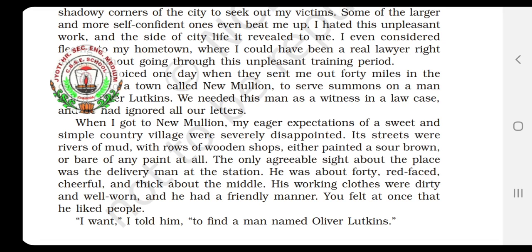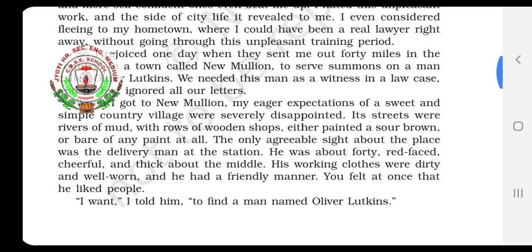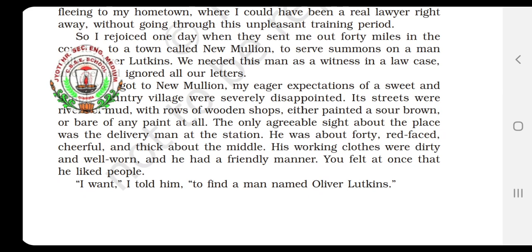And what was the appearance of that delivery man at the station? He was about 40 years old. His face was red in color. He seemed to be a cheerful, happy person, and thick about the middle. He was quite a healthy person, and his clothes were dirty and well worn, meaning torn. Dirty and even torn, but he was very friendly with other people, and you felt at once that he liked people. Seeing that man's behavior, it seems that he really liked the job he was doing, driving that carriage, and he loved to drop the people to their destination places.